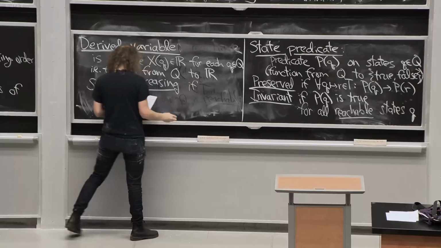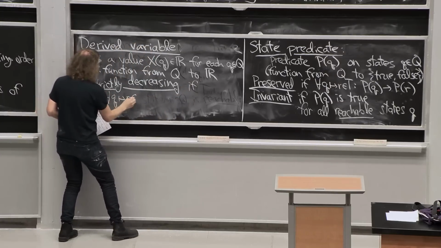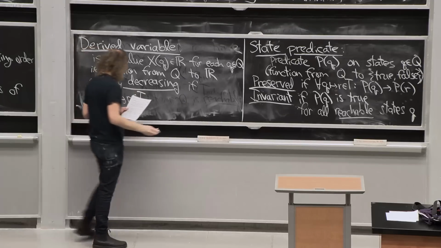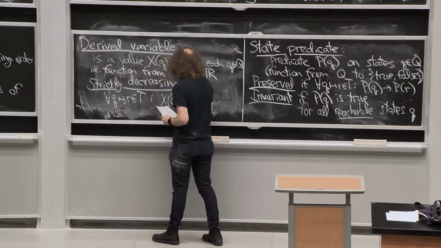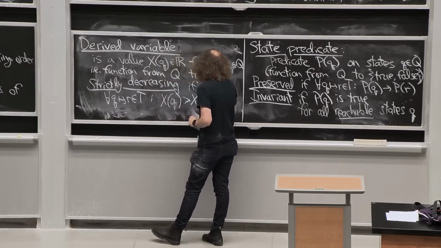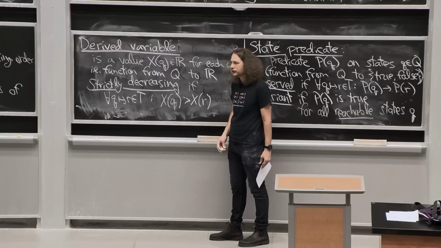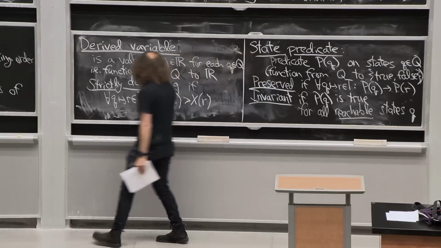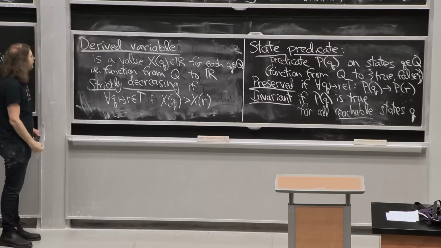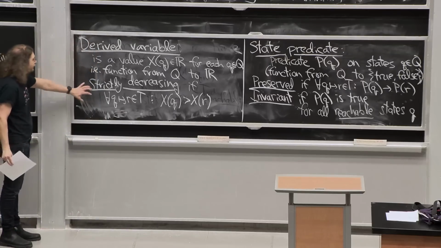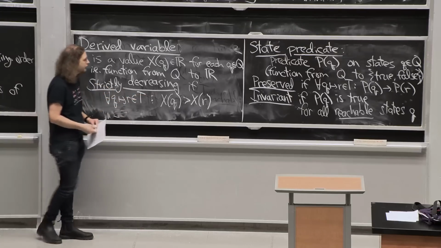If whenever we have a transition from Q to R in T, it's a valid transition, we have x of Q is strictly greater than x of R. The new value is strictly less than the old value. That's strictly decreasing. This is a very strange looking colon. So again, this is about a state machine. So we talk about transitions, and every transition strictly decreases the derived variable.